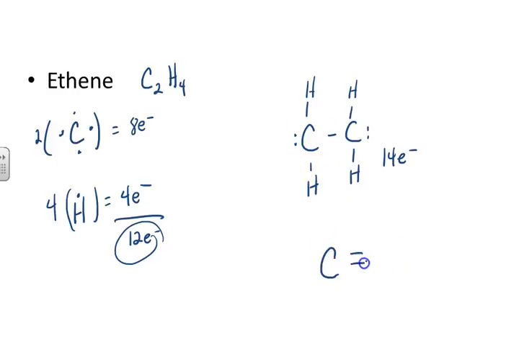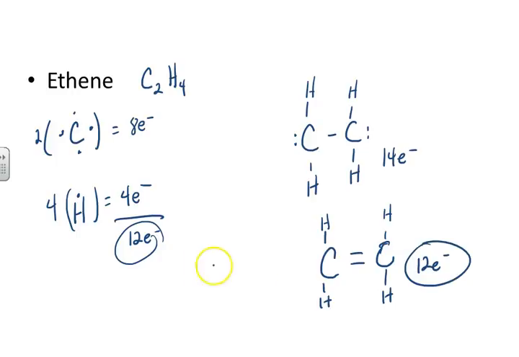So we redraw carbon to carbon, double bond in between, then hydrogens to each. For each carbon, that gives 2, 4, 6, 8, 2, 4, 6, 8. So our number is correct around the carbons. Each hydrogen has 2. And then we count our total number for the molecule, 2, 4, 6, 8, 10, 12 electrons, 12 electrons, correct structure.